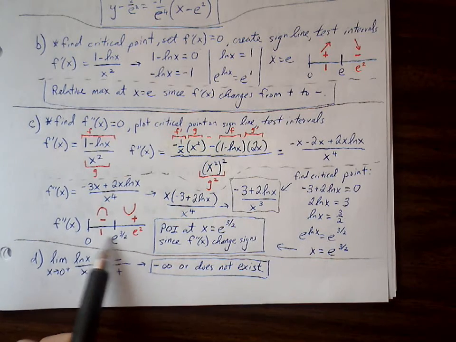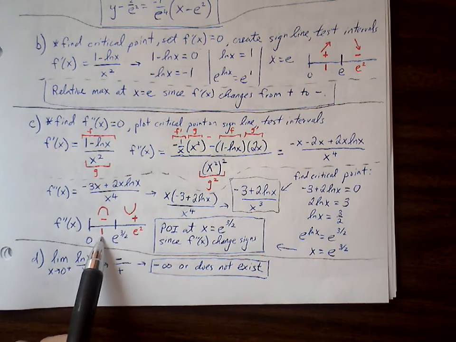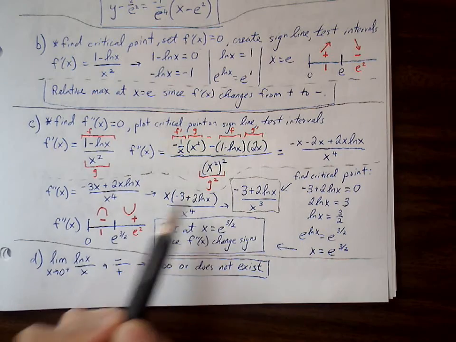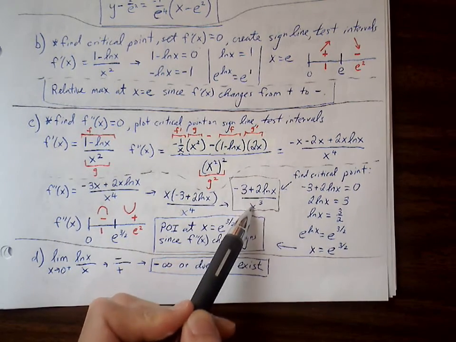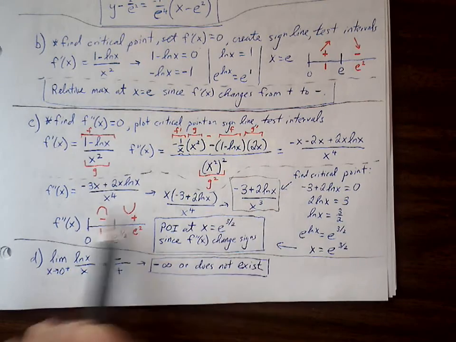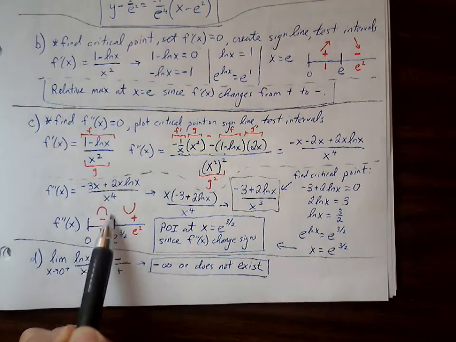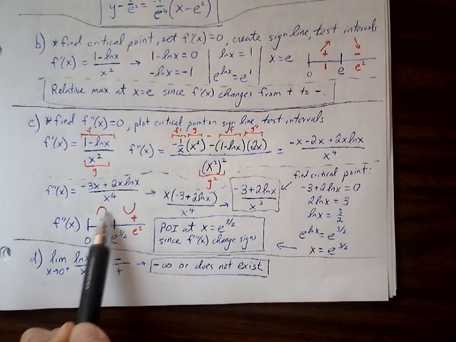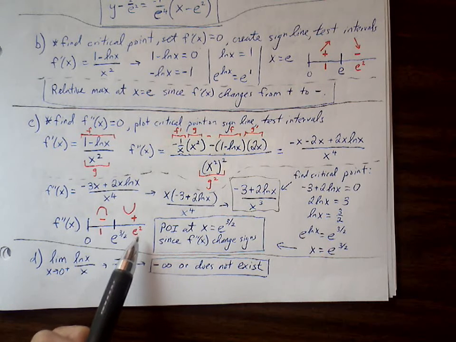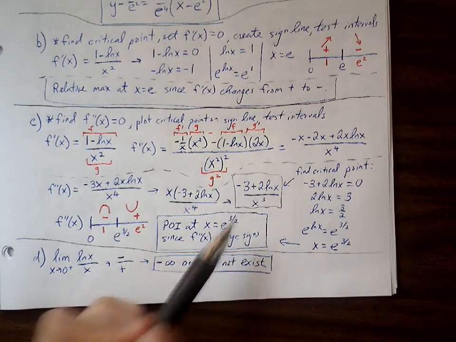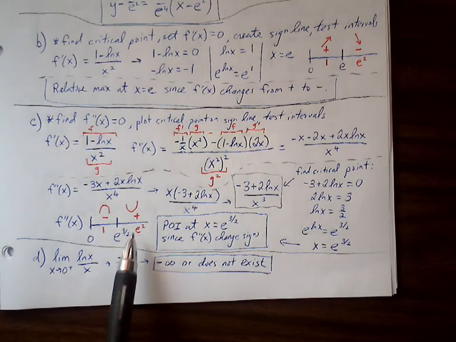We're going to test either side to see if there's a change in sign. So I'll test 1 into f double prime. I get negative 3 plus 2 natural log of 1. That's going to be negative over a positive, which is negative. So I know that on that interval the second derivative value is negative, which is concave down. e to the 3 halves is the critical point, so I'll choose a value that is in the form of e to make it easier to simplify. So I'll choose e squared.